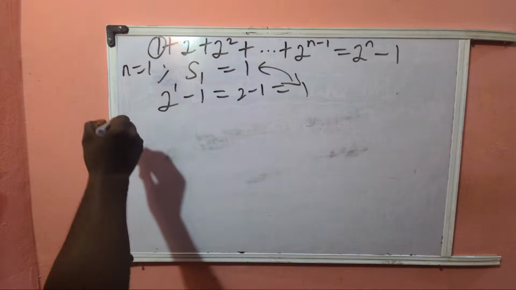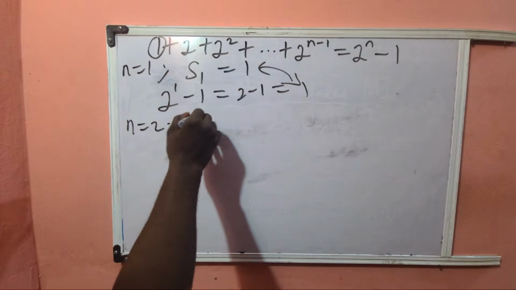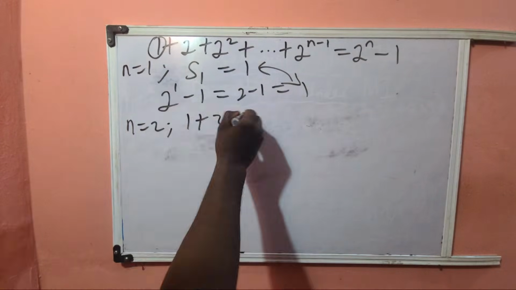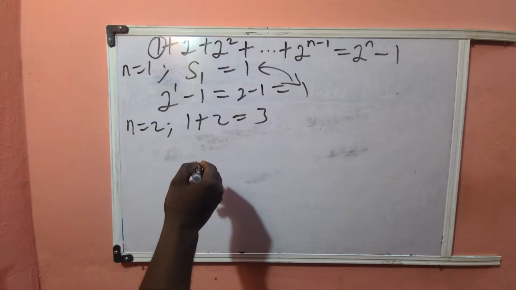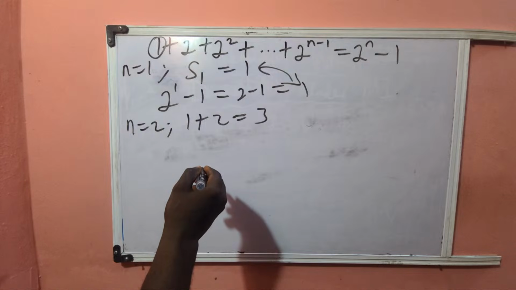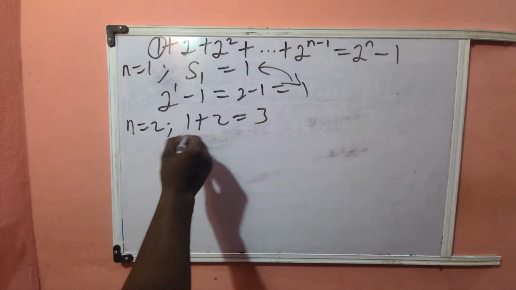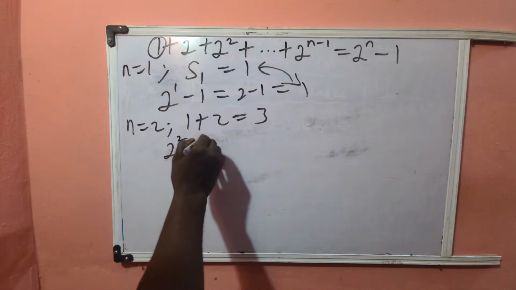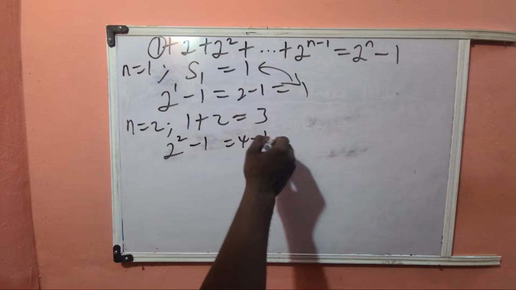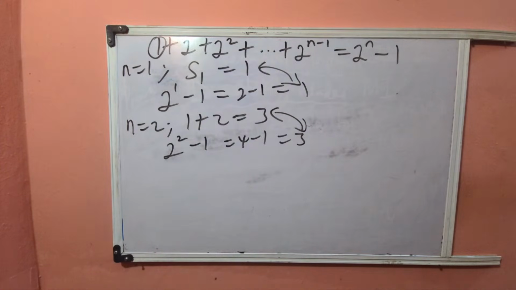They worked well. I checked for n equals 2, which is where I'm going to stop. That would be 1 plus 2, the sum of the first two, which equals 3. The next one for the sum, we have 2 raised to power 2 minus 1. So we have 4 minus 1, which equals 3. You see, this works also.